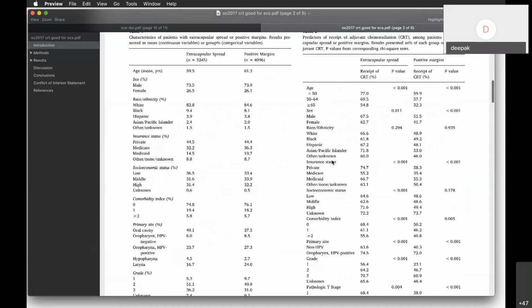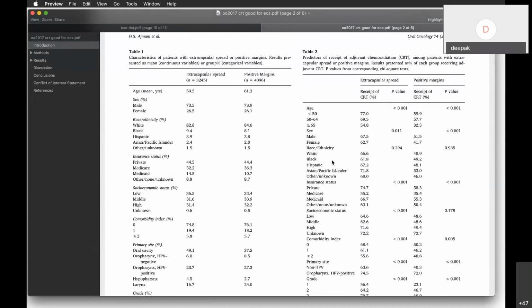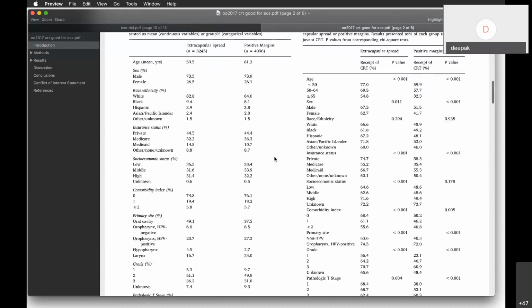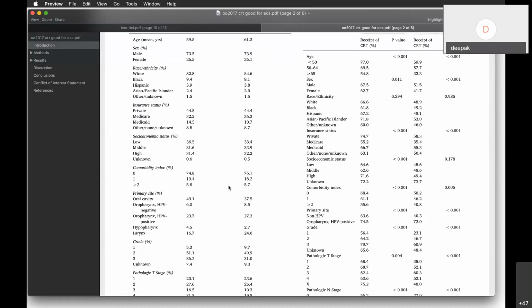So you look at the patient demographics. In the demographic data, you always have to look at age, sex, ethnicity. You have to look at the comorbidity. You have to look at the site of the primary. Here, oral cavity is the most common, followed by oropharynx. That has been their entire discussion motto.